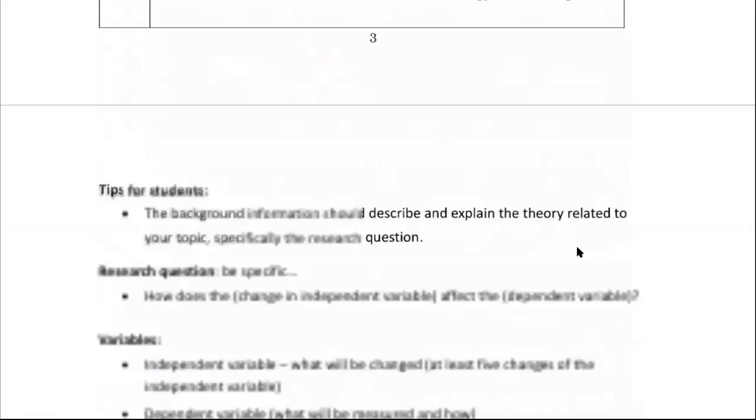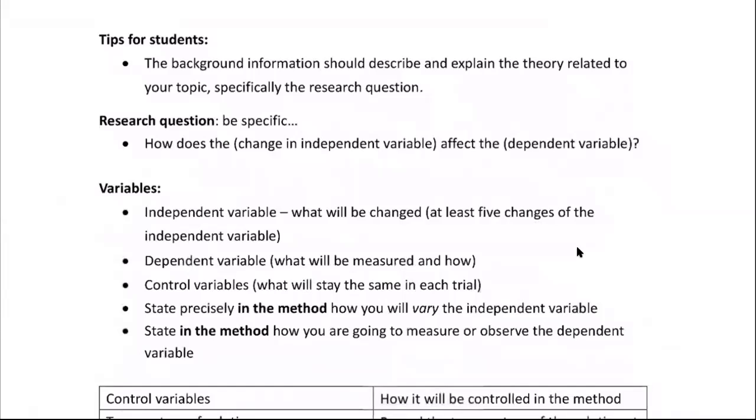So here are some tips, okay? The background information should describe and explain the theory related to your topic and specifically your research question. So if you're choosing something related to calorimetry, your background information should have to do with heat, with enthalpy, with calorimetry, or with the substances that you're investigating with your research question. If you're choosing titrations, then your background information would probably include some information about acids, bases, stoichiometry, solutions, all that kind of stuff.